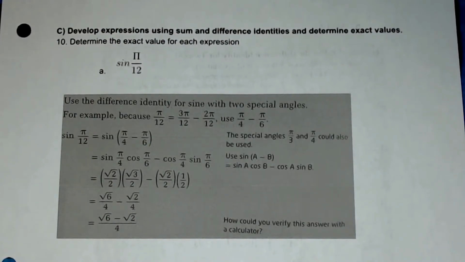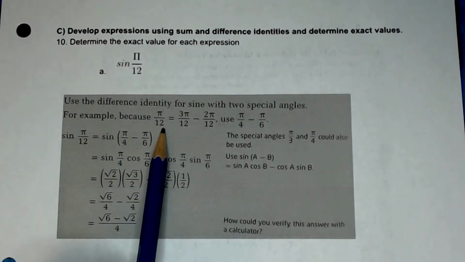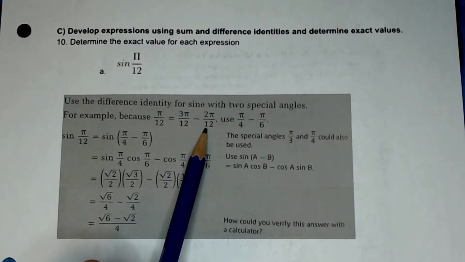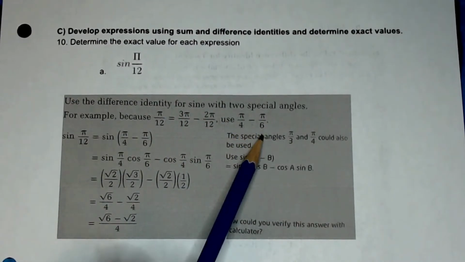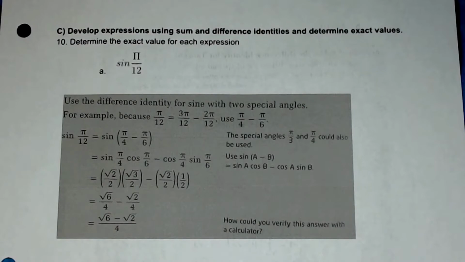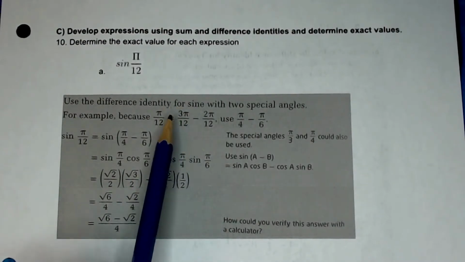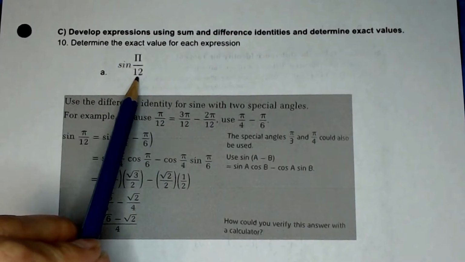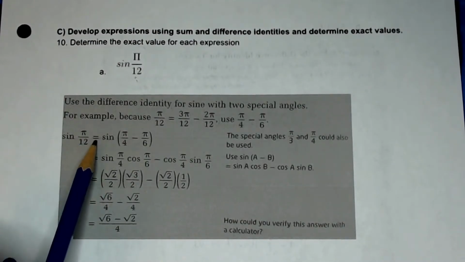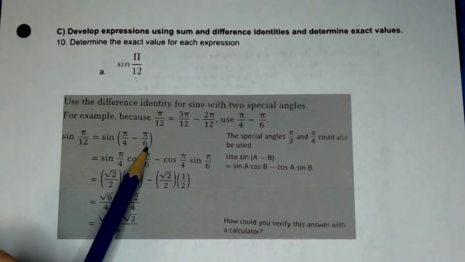Here we're going to use the difference identity for sine for two special angles. For example, because pi over 12 is equal to 3 pi over 12 minus 2 pi over 12. These two fractions simplify to pi over 4 minus pi over 6. So in this situation, you're not worrying about a common denominator. What you need to do is create a situation that creates your angle that you're given and then solve using the identities that we just learned. So for example, sine pi over 12 is equal to sine of pi over 4 minus pi over 6.